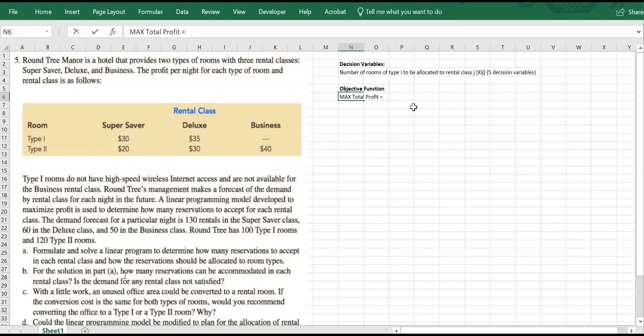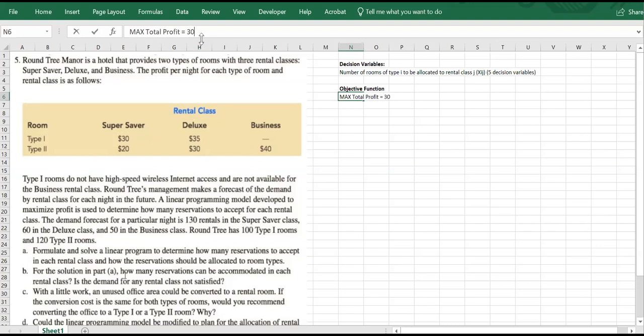So now if you allocate X1S, X1D, X1B, that's probably a better way to call them, X2S, X2D, X2B, then the profit function is going to be 30 X1S plus 35 X1B, and so on.